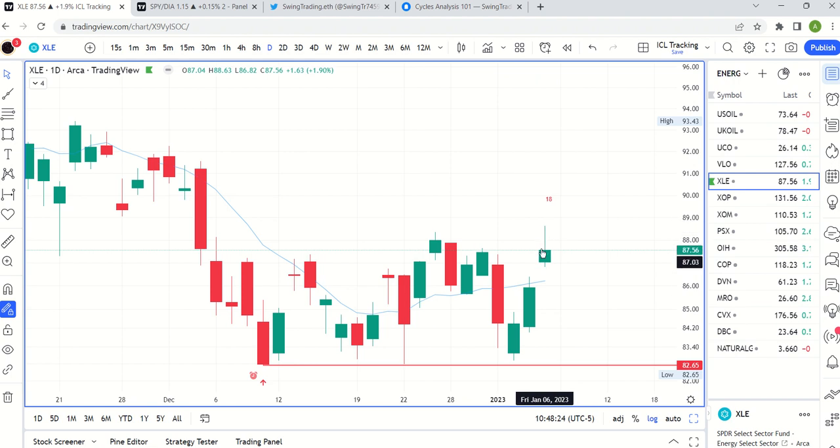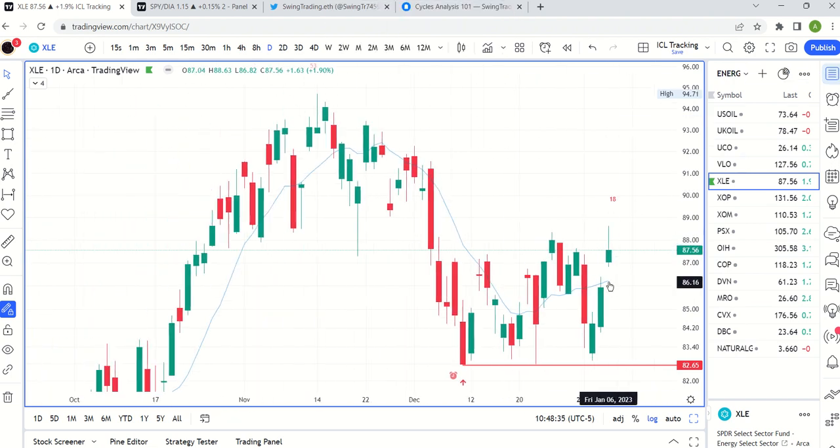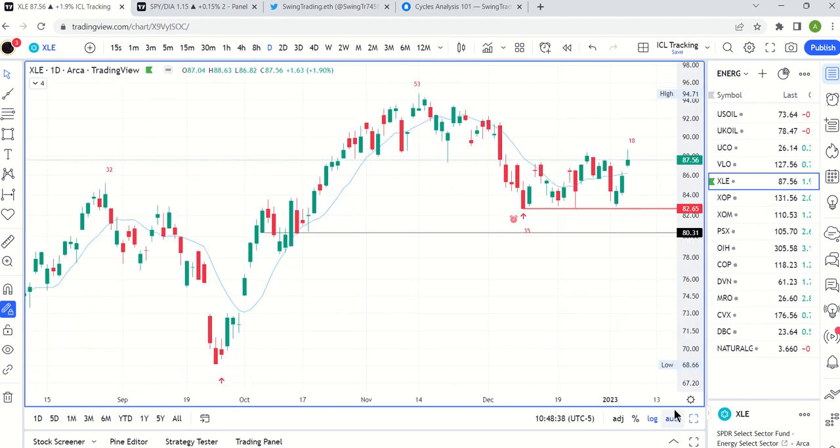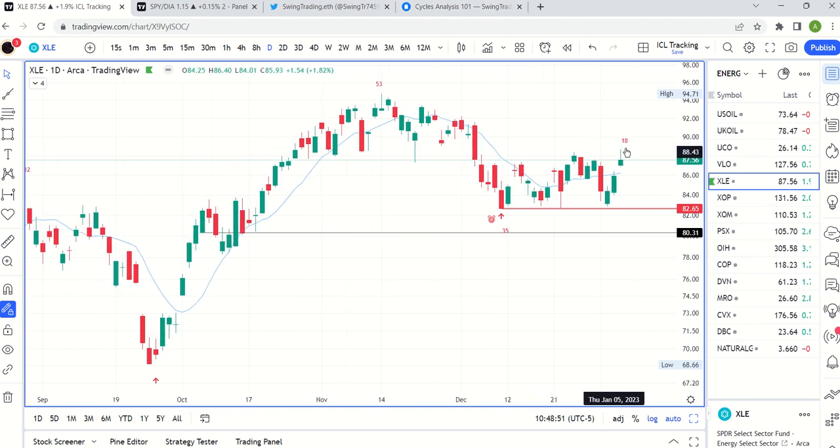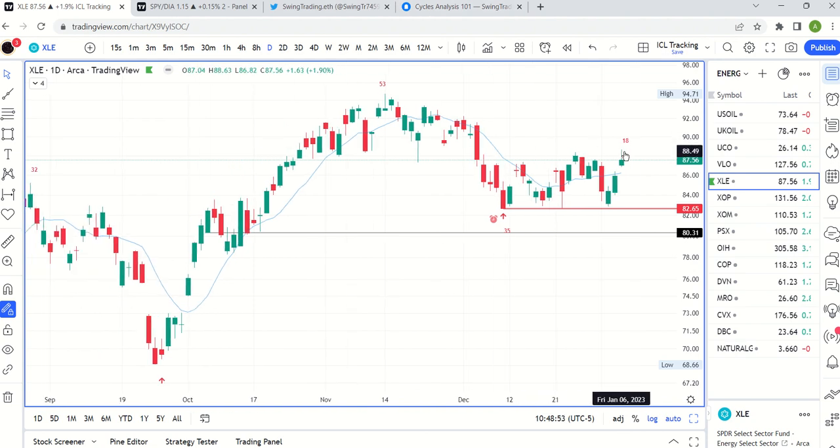Now, the pullback here, as always when you see an upper wick, is obviously not auspicious. But this is just showing you that energy stocks are resilient. There are buyers in here. There are people buying these things up on the dips. And it does give us a new high on day 18. But notice that contrast, right? Oil is close to making a new low on day 18, and we're actually making a new high here for XLE on day 18. Very interesting, right?